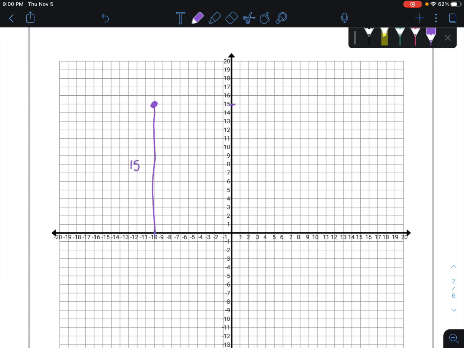Negative 10, 15. Now, this is 15. I'm going to just keep going. 1, 2, 3, 4, 5. So this is a total of 20. And then this is 10, so let's do 10 and then do 5 more. 1, 2, 3, 4, 5. I think that should work out to be big enough so that our area is big enough.